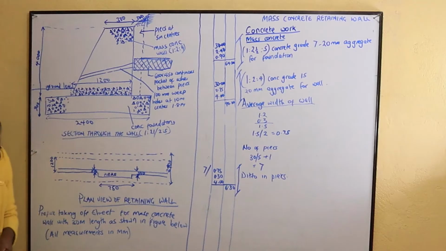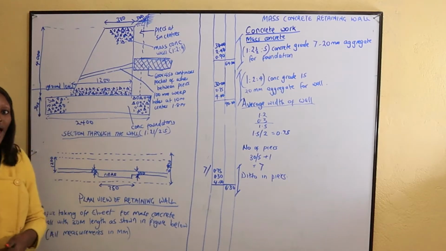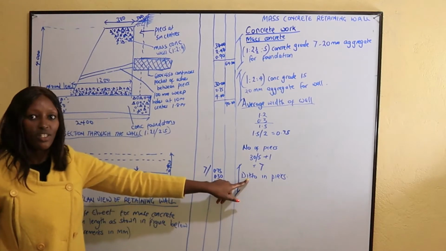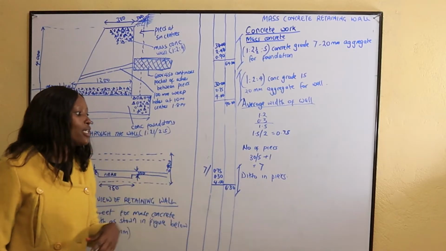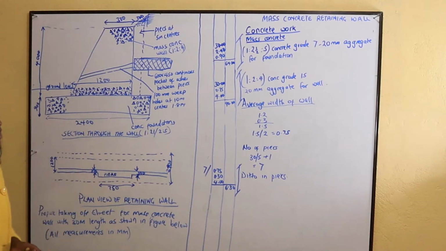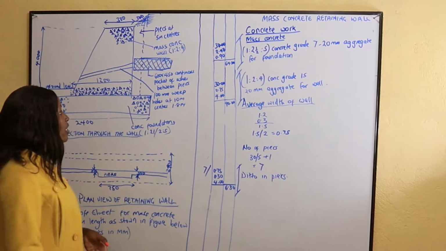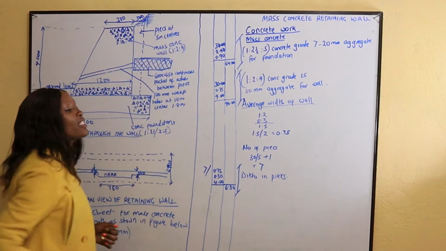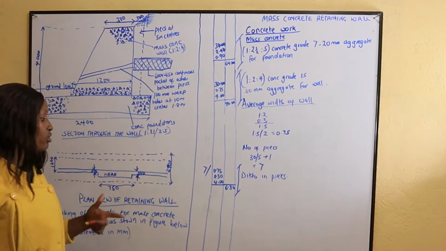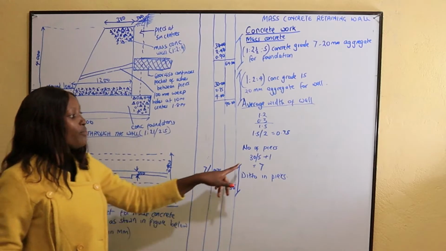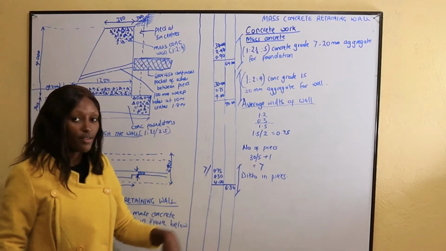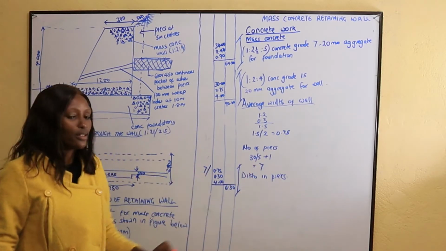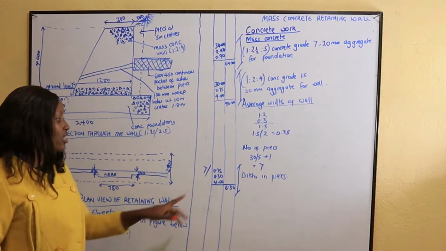Okay, we shall go to concrete in piers. So this one we shall say it's ditto to piers, in piers. So what is the concrete in piers? The concrete in piers, we shall first count how many piers we have. We are told that the piers are at 5 meter centers, and the total length is 30 meters. So it shall be 30 meters, we divide by 5 spacing, then plus 1, we get 7. So there are 7 piers.